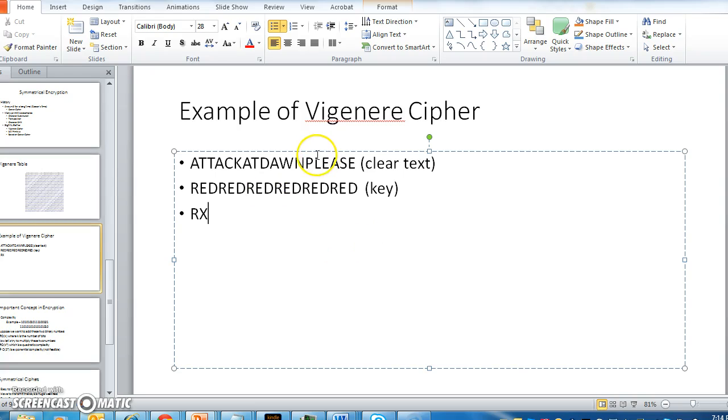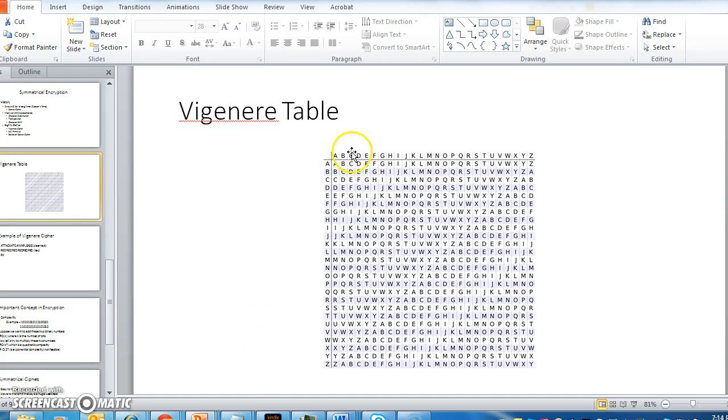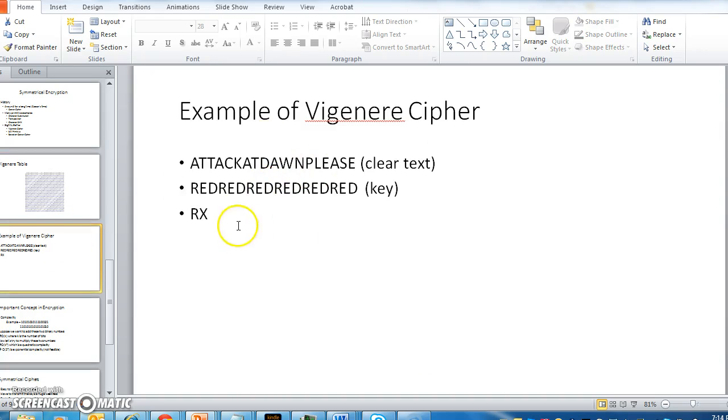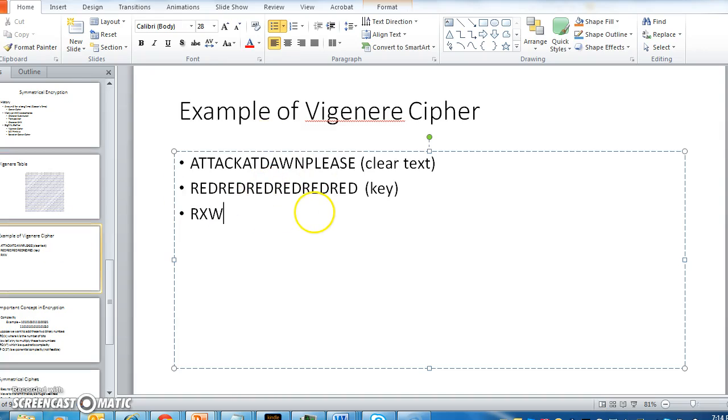Let me go to the next one. This time it's T and D. So let's go in the table. So we're going to go to row T, and we're going to go over. You may want to use a ruler to make sure you get the right character. It is a W right here. So the ciphertext is a W.